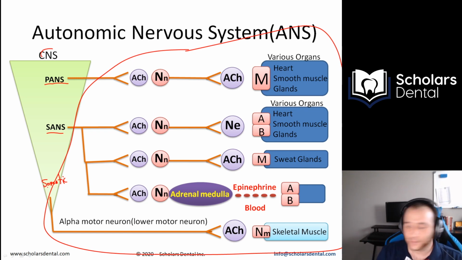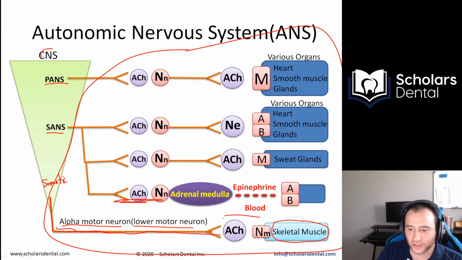So the somatic means if I want to move my muscle, my arm, this is something I manually move. It's not automatic. So this is called an alpha motor neuron or lower motor neuron. And there's no ganglion here. And you can see it goes like this. And it's a straight signal all the way to the muscle, the skeletal muscle. And the connection here is basically acetylcholine and a cholinergic, because it's acetylcholine.